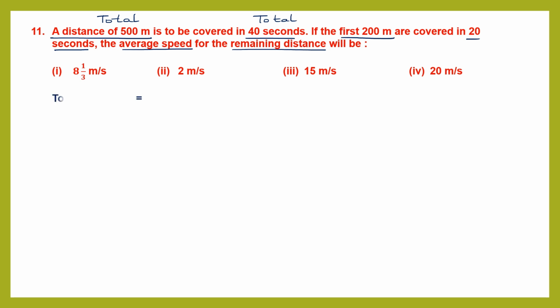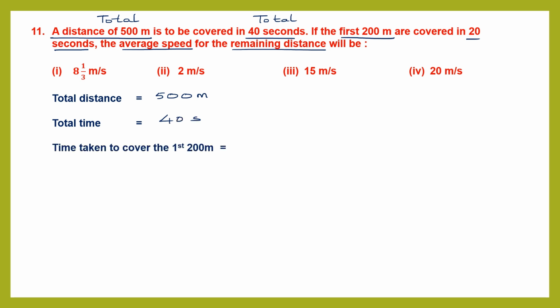So let's write down what's given to us. The total distance is given to us, which is 500 meters. We are also given the total time, which is 40 seconds. Now, the time taken to cover the first 200 meters is also given to us, that is 20 seconds to cover the first 200 meters.